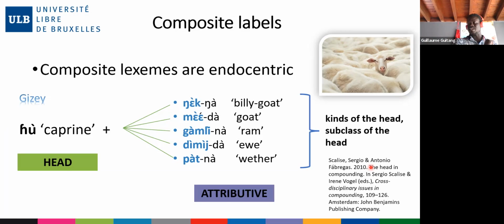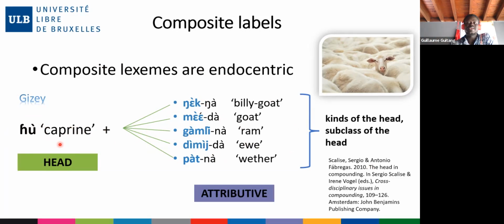These are examples from Gizey. You have who, which is the head term, which refers to caprine, and then who plus these attributives, who nek, who me, who gamli, who dimi, who pat, identify different subcategories of the head category. And these are the attributive elements.